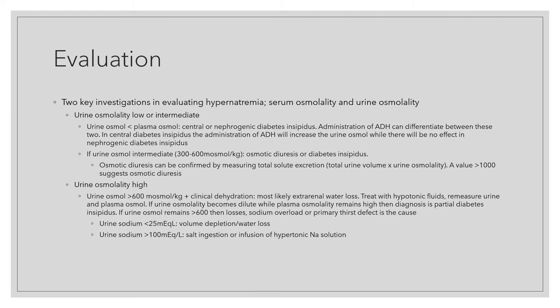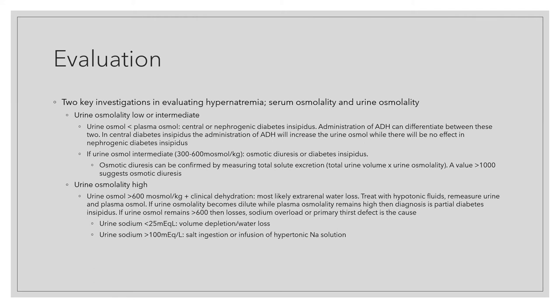Evaluation. There are two key investigations when you're evaluating hypernatremia that you'd want to order, and that's serum osmolality and urine osmolality. The third investigation is urine sodium, which is used at times. If the urine osmolality is low or intermediate, then this is how you want to consider things. If the urine osmolality is less than the plasma osmolality, then the diagnosis is either central or nephrogenic diabetes insipidus.